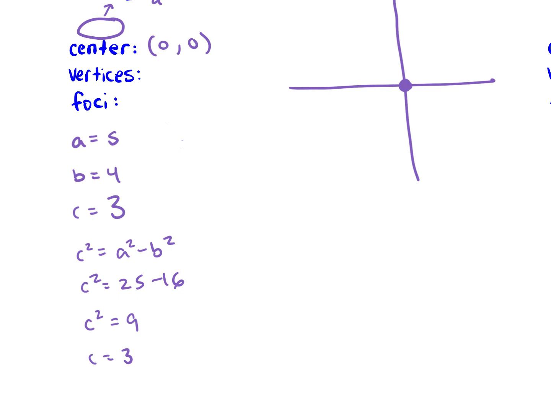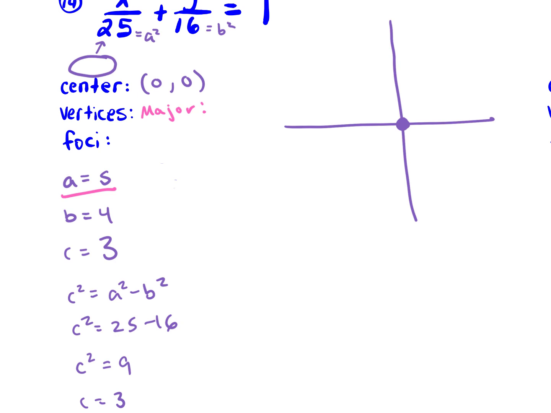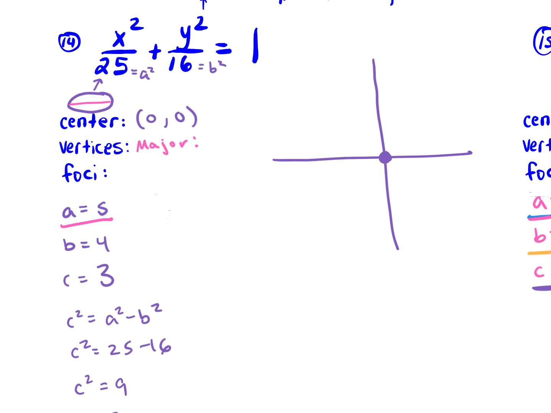All right, so let's start with our major vertices. Remember, A helps us find our major vertices. So from the center, which direction am I going to go 5? Do I go up and down 5 or left and right 5? Left and right, because I know my major is on the x-axis, so that means I go left and right. So right 5, left 5. So my two major vertices are going to be 5, 0 and negative 5, 0.